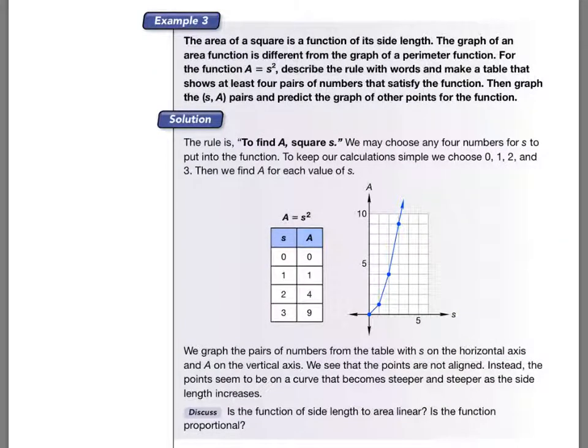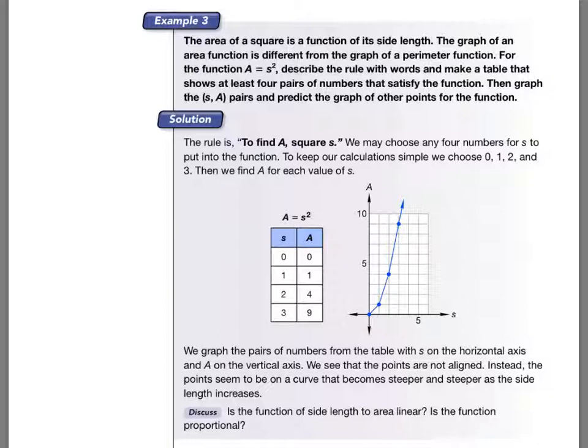All right, example 3. Here we have the area of a square is a function of its side length. The graph of an area function is different from the graph of a perimeter function. Here's the function. It's A equals side squared. That's how you find the area of a square. You take the side and you square it. So this describes that rule. It wants us to describe the rule with words and make a table that shows at least 4 pairs of numbers that satisfy the function. And then we graph it.